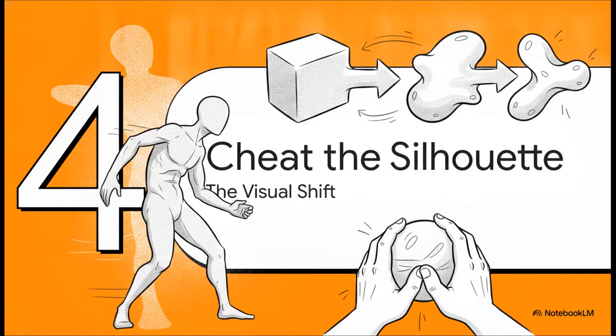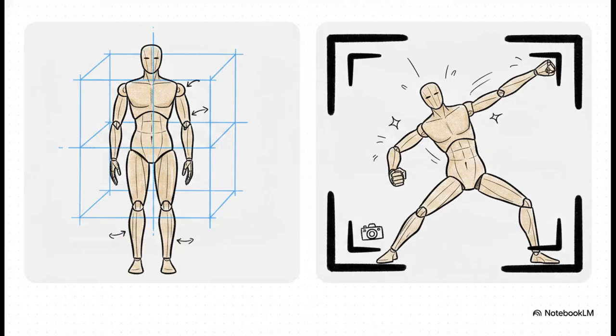All right, Section 4. Cheat the silhouette, the visual shift. Professional feature animation completely stops treating 3D geometry like rigid, real-world physics, and instead starts treating it like clay. Beginners are constantly trying to make their poses physically perfect and anatomically accurate from all angles, especially in the side viewport. But pros will literally push an arm completely out of its joint socket just to make sure the silhouette from the main camera looks incredibly dynamic.